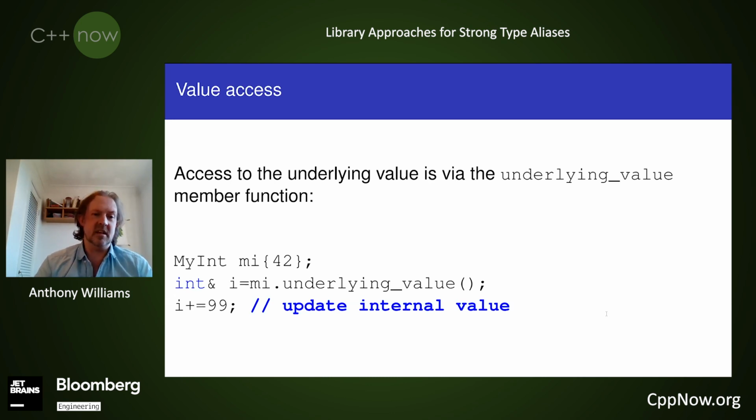And then underlying value returns a reference. So once you've fished that out, then yes, you can update the internal value and do any of the operations you normally can on the underlying type. So again, this is something you want to stand out. It's like a cast. You want to make it clear: I'm doing something a little bit funny here. So make it easily grabbable.